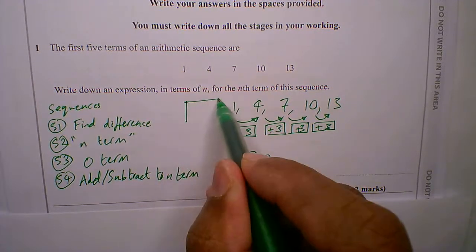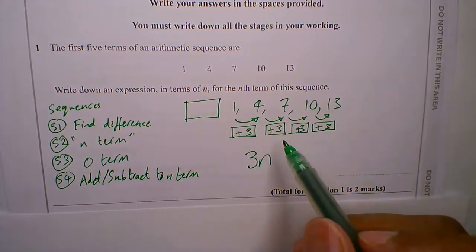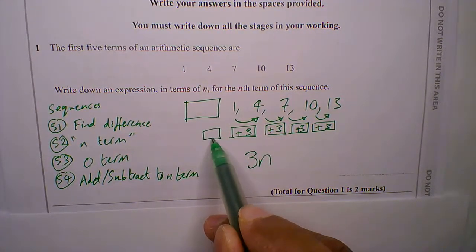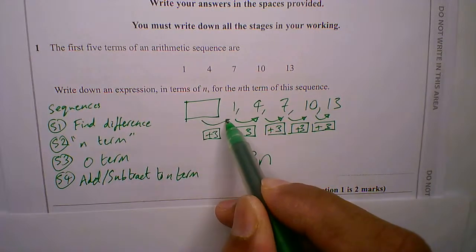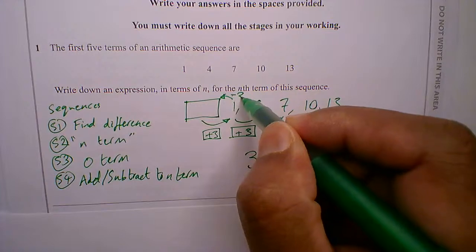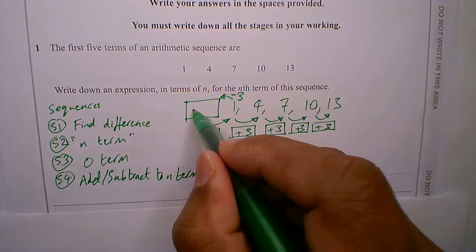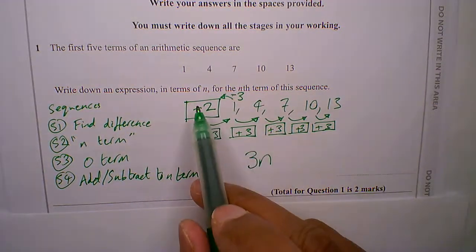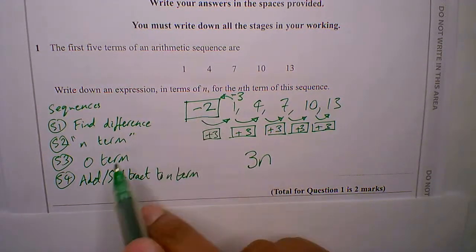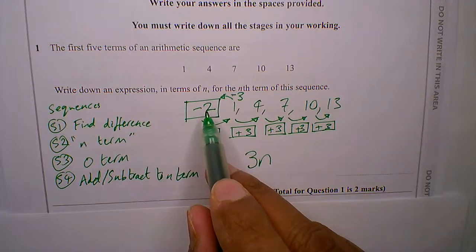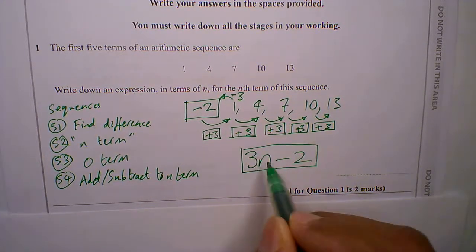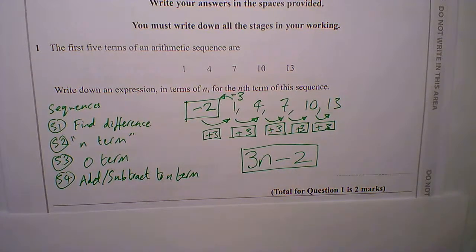Now I need to work out what the 0 term is. So kind of going backwards, you can see there's a pattern here. This must be plus 3 as well. So something plus 3 gives me 1. If I'm going the other way, it's going to be the opposite, so that would be minus 3. So 1 take away 3 is minus 2. And I can double check, minus 2 plus 3 gives me 1. So this is my 0 term. So my step 4 is, you can see it's a negative number, I'm going to add that to the end here. So my final answer is 3n take away 2.